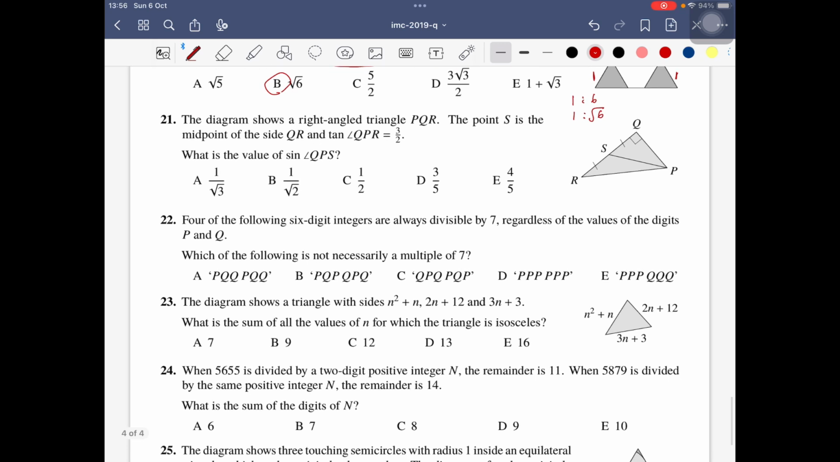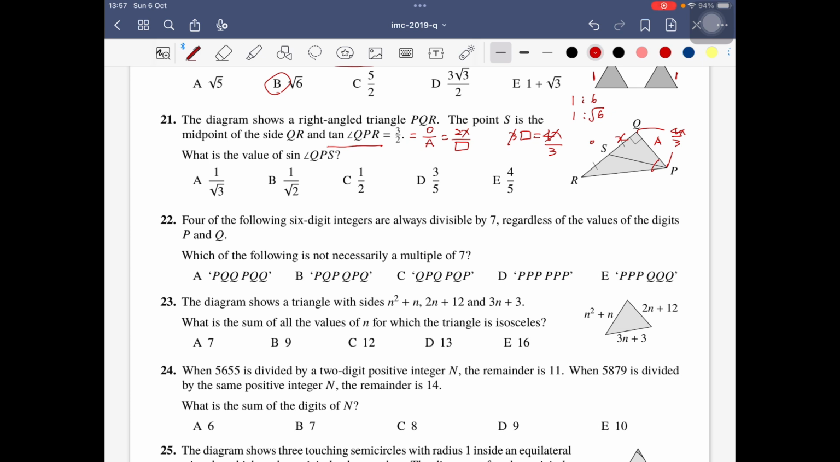The diagram shows a right angle triangle PQR, point S is the midpoint, tangent QPR is 3 over 2. So let's say from P, this is opposite, and this is adjacent. Tangent is TOA, opposite over adjacent. Let's call this X. Then the opposite is 2X, and adjacent 3, so this one is 4x over 3.